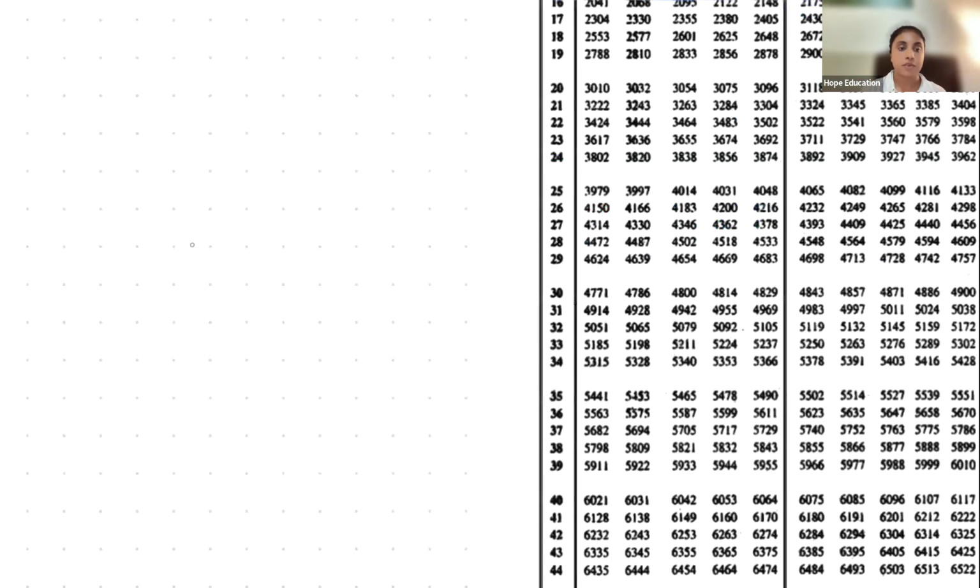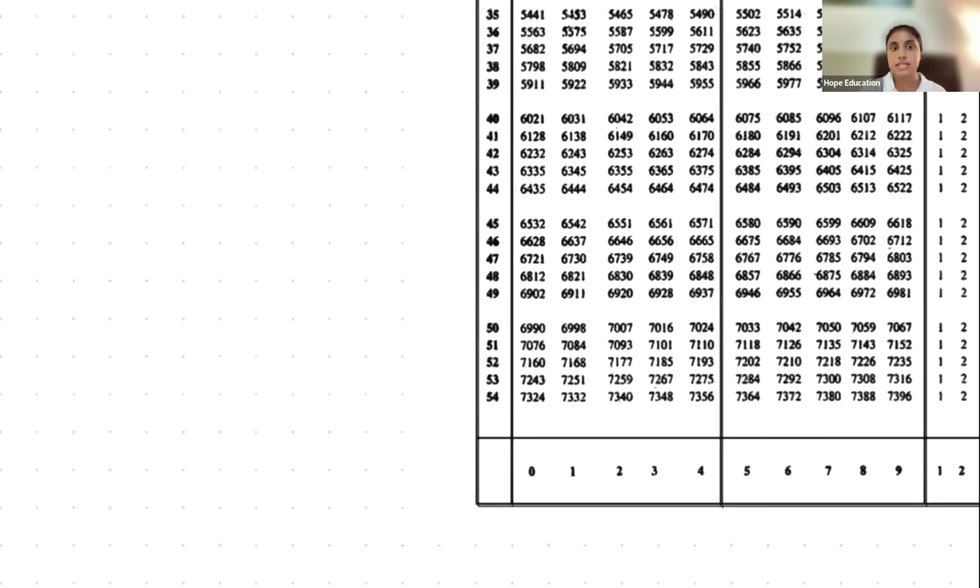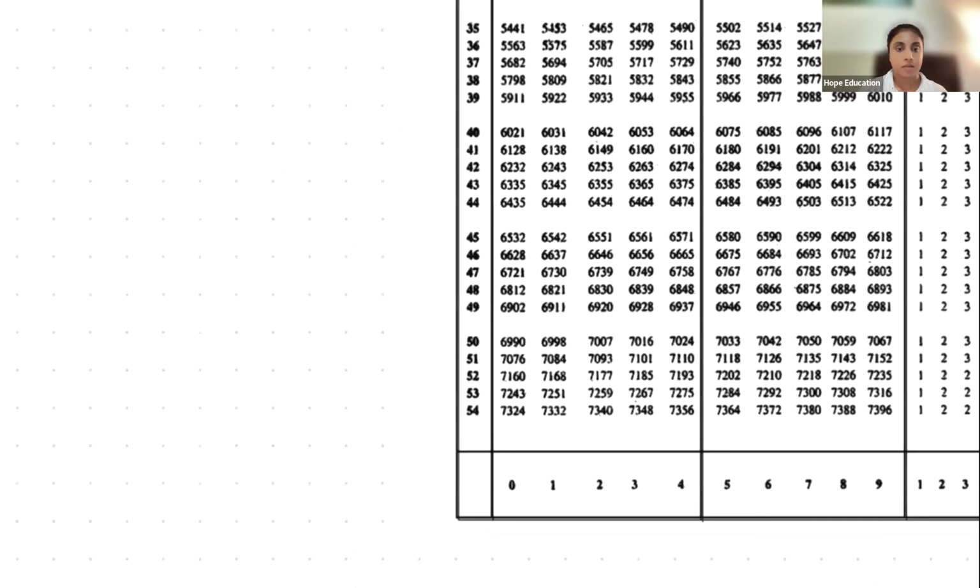First two numbers I have to read from the vertical column. In the vertical column, look, 62. Then the 8, so I have to take the next page. Let me quickly get the next page.